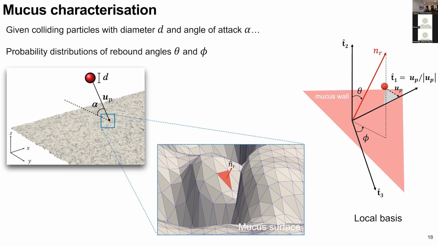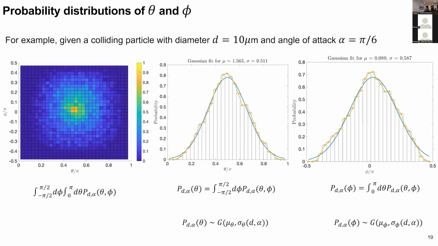We repeated this for many, many particles, with many diameters and angles of attack. But just to give you an idea of the type of results we obtain, for example, for a colliding particle of diameter 10 micrometers and an angle of attack pi over 6, we obtain the joint probability distribution of angles theta and phi and the marginal probability distributions. What we can see is that the histograms of the marginal probability distributions fit quite well with a Gaussian profile for angle theta and for angle phi.